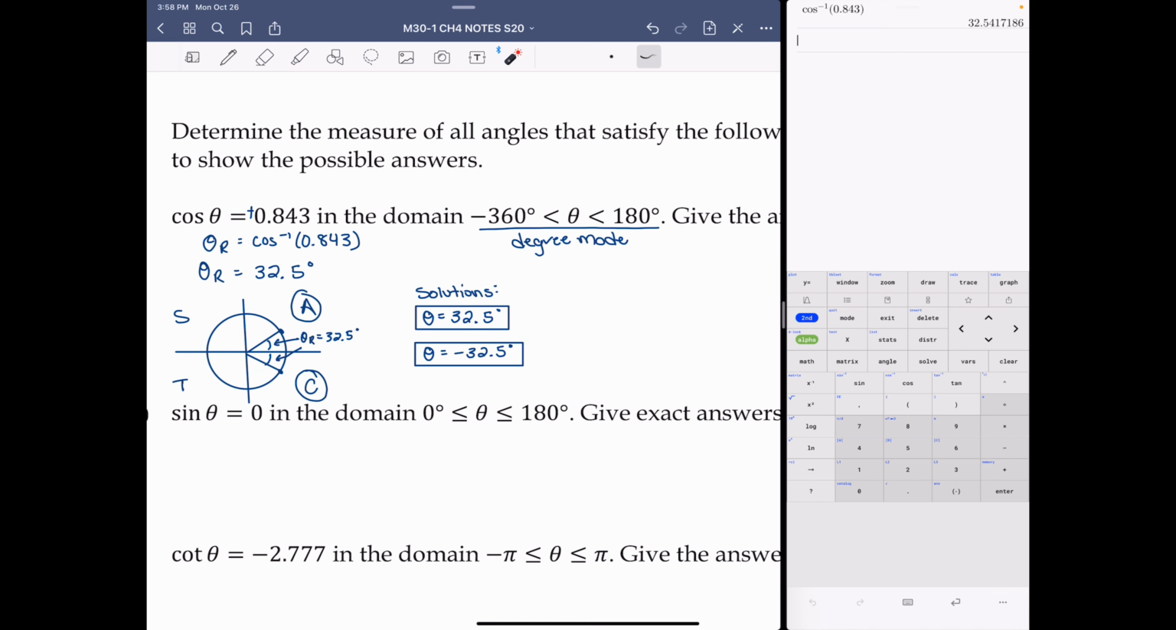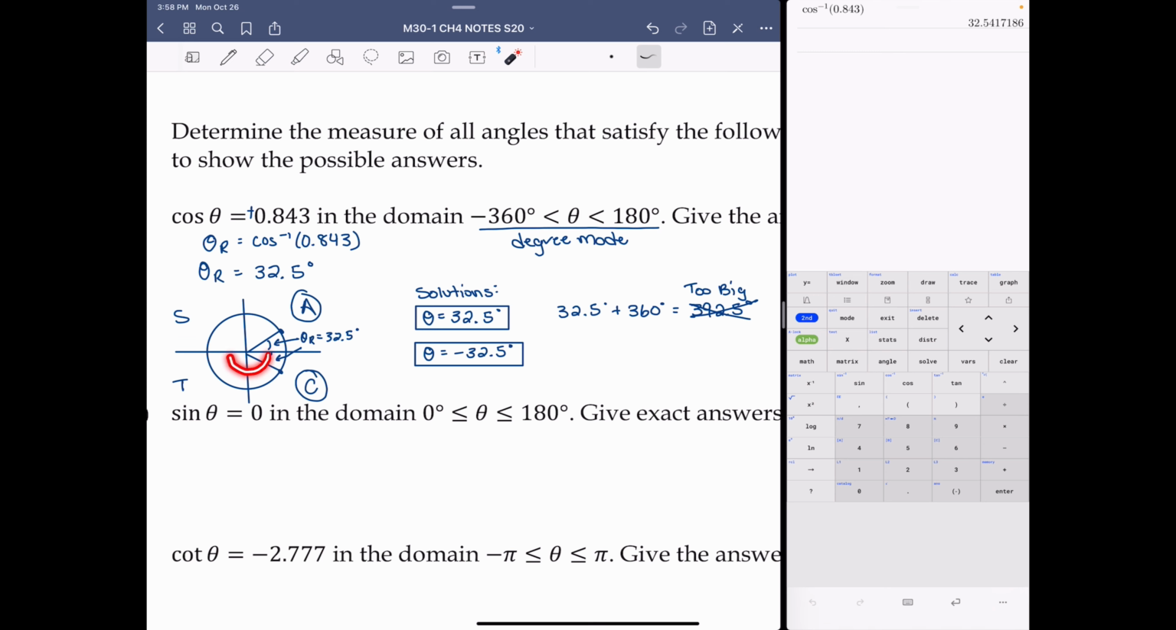We can test this out by doing 32.5 degrees plus 360 degrees, and that's going to give us 392.5 degrees, which is too big for our domain, so we can cross that out. Then going the negative direction, we have our negative 32.5 degrees.